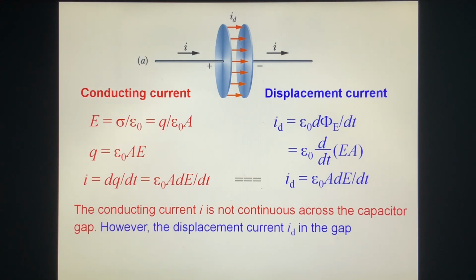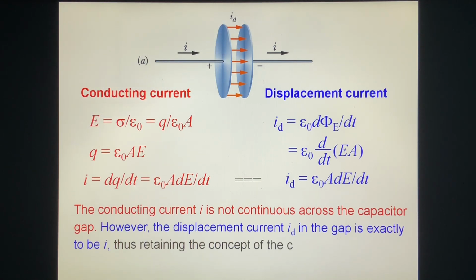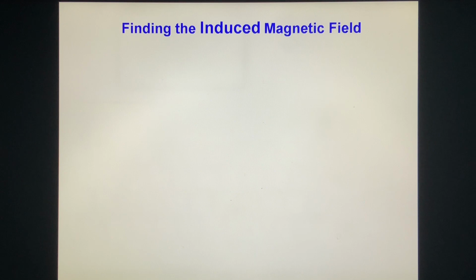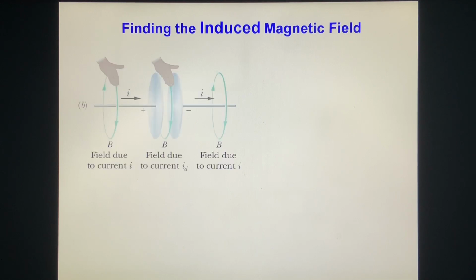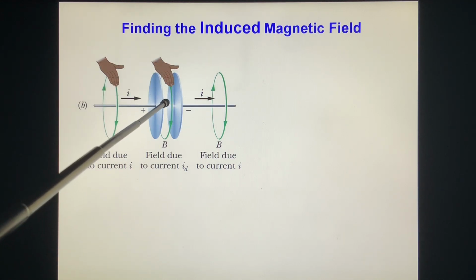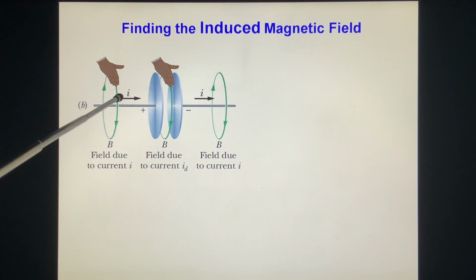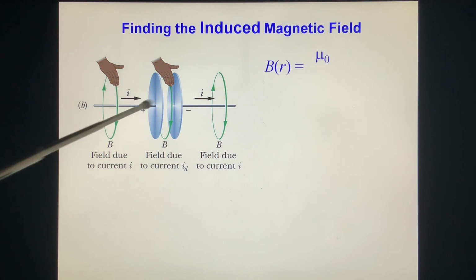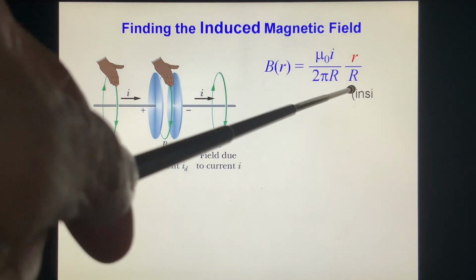However, the displacement current I_D in the gap is exactly equal to I, retaining the concept of the continuity of current. Find the induced magnetic field. We want to find the induced magnetic field inside. We can see I_D is equal to I, exactly. So the B inside should be this one.